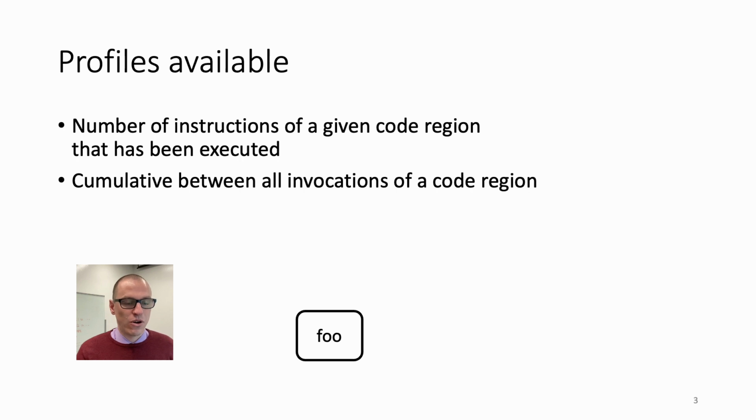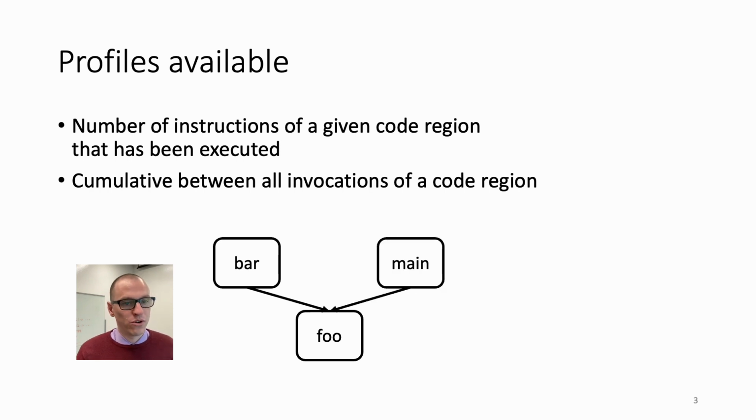That is the sum of the instructions executed in foo when invoked by another function bar and when invoked by another function main. So the profiles that NOELLE provides do not distinguish between the subset of dynamic instructions executed in foo when coming from bar and the subset when coming from main. It is the sum of them.